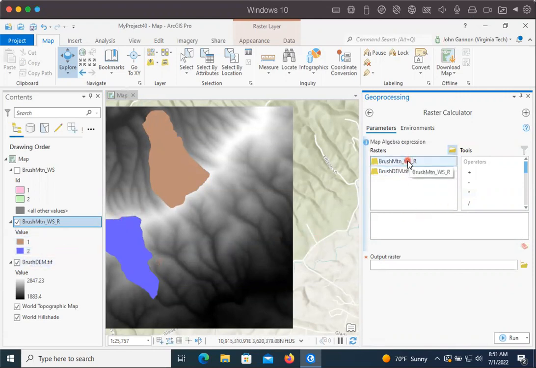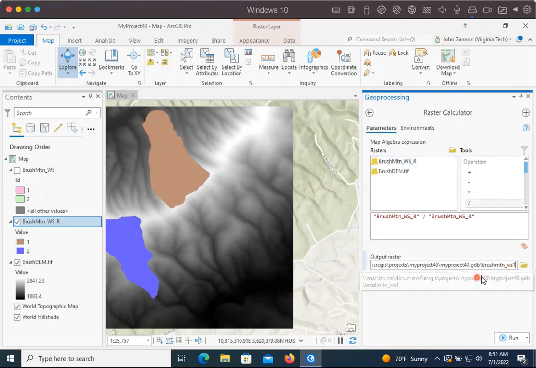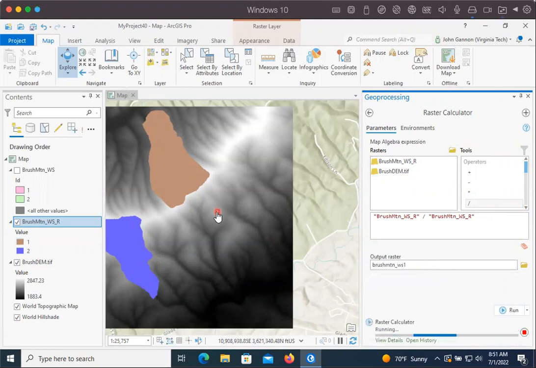So we do brush mountain watersheds R divided by brush mountain watershed R. Brush mountain watershed one is actually a good name for this because we hope that all the cells are equal to one, and we run that.